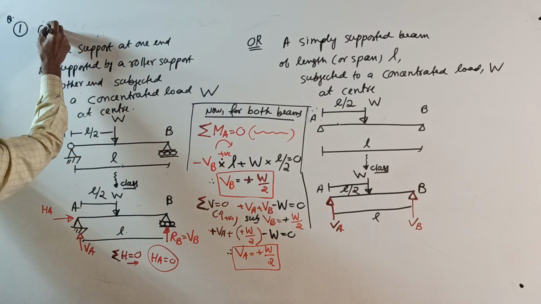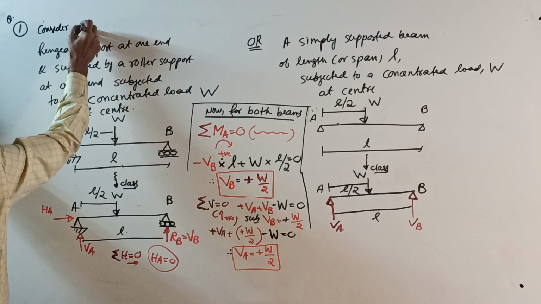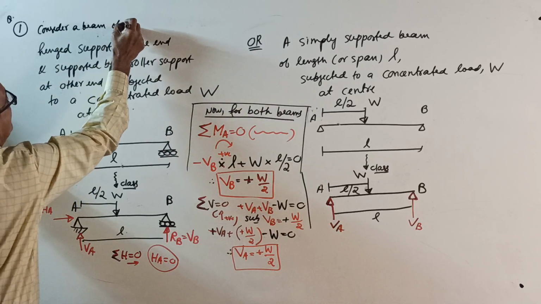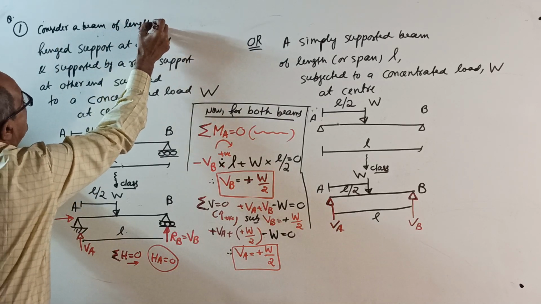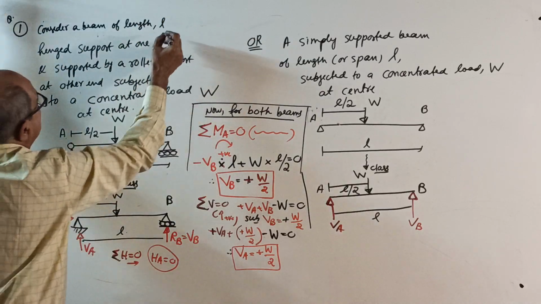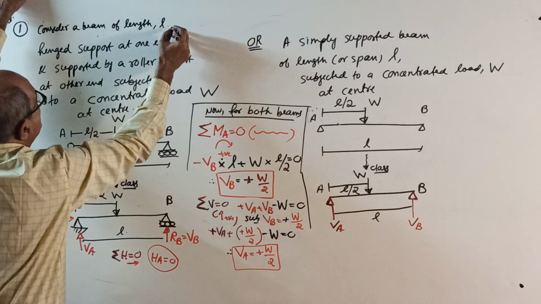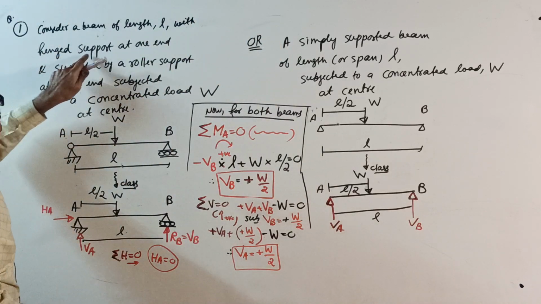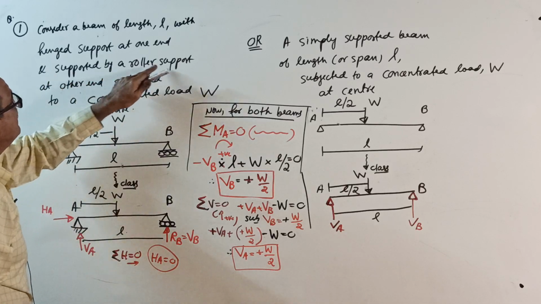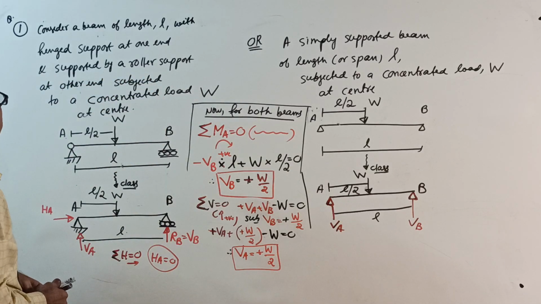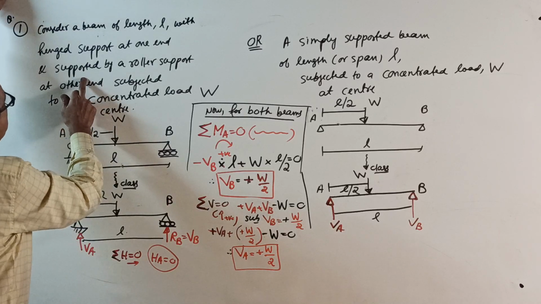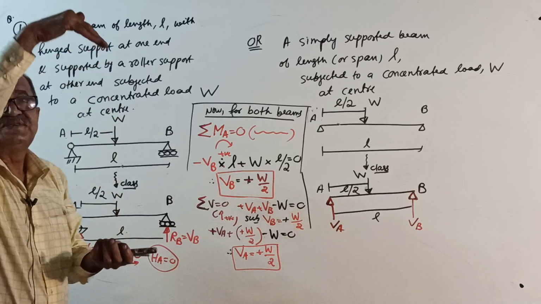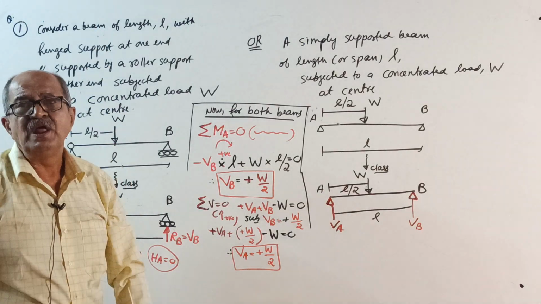I'll write once again. Consider a horizontal beam of length L, with a hinged support at one end and a roller support at the other end, subjected to a central constant load. You can make a note.